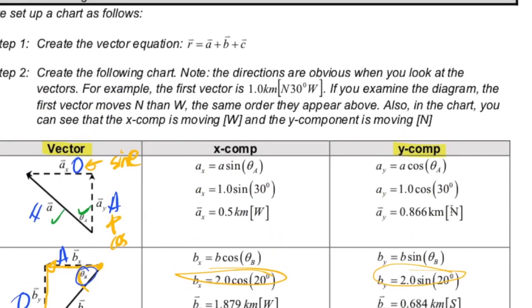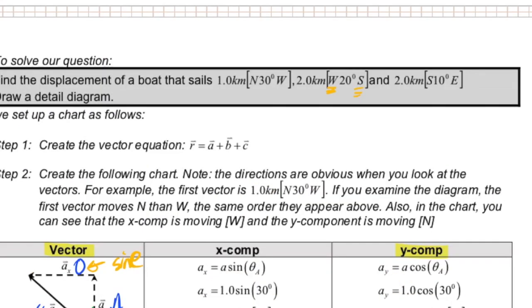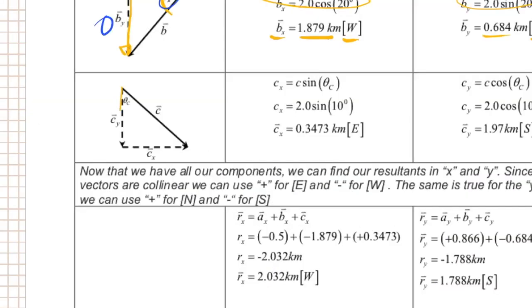Finally, let's take a look at vector C. So vector C, we go south, then east. South, then east. And there's your angle. Again, we know the hypotenuse, we know the angle, and the opposite side of theta is your x component, and your y component is now your adjacent.